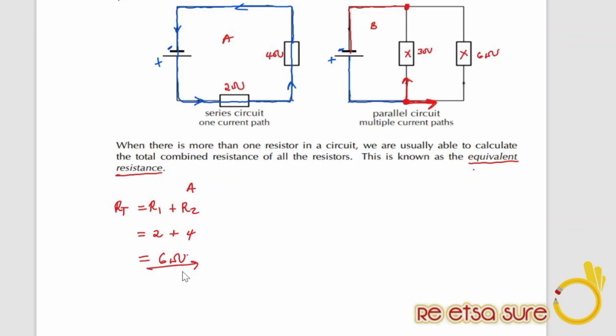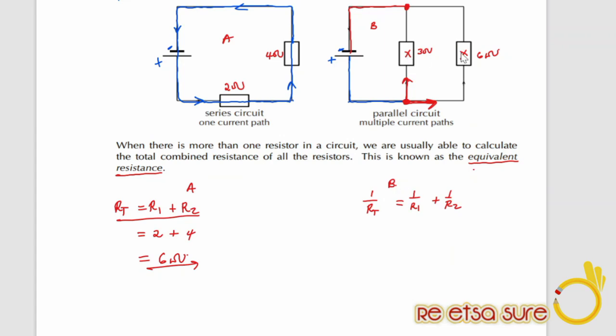Remember that resistance is measured in ohms. But now when we check B, to determine the total resistance of the circuit, I cannot use this equation, because this equation is for a series circuit. For a parallel circuit, 1 over RT equals 1 over R1 plus 1 over R2. Remember, some other books refer to this one as RP.